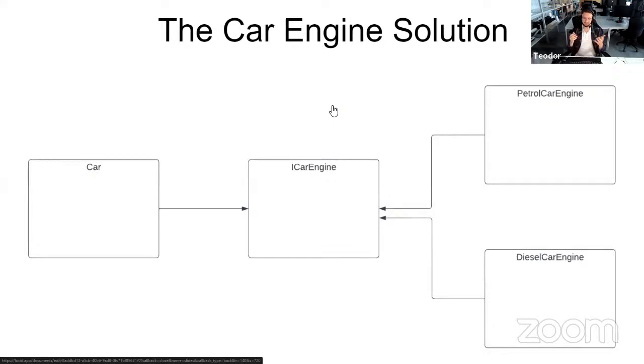On one side, we have the petrol car engine. On the other side, we have the diesel car engine. And we can add multiple implementations of it. The main idea is that the car should not depend on a single type of engine, but rather on an abstraction. In this case, an ICarEngine, which can have these 2 functionalities of starting and servicing. All right.